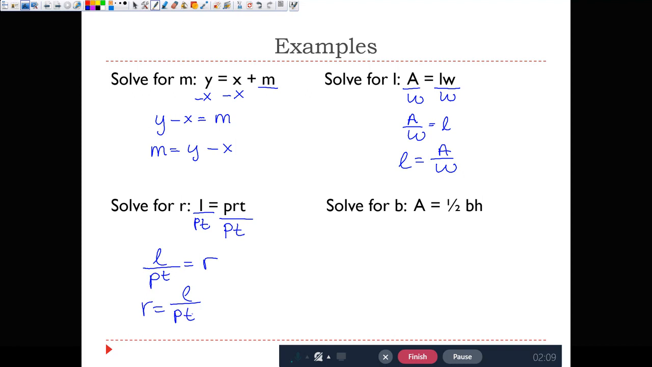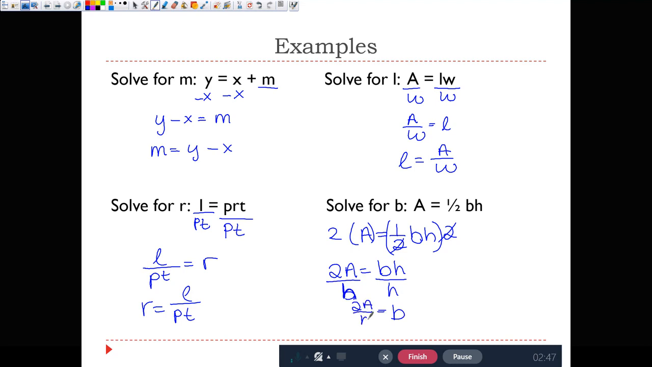All right, in this equation, we're solving for base, or B. I have area equals 1/2 base times height. Right now I need to eliminate my fraction by multiplying by my least common denominator, which would be 2. So I'm going to multiply both sides of my equation by 2. I'm going to get 2A equals base times height, because my 2's cancel out here. Now there is an h being multiplied by b, so I have to divide by h. So our base is going to equal 2A over h, or b equals 2A over h.